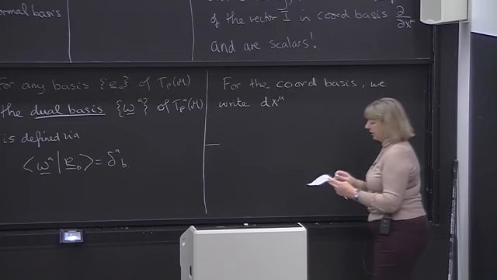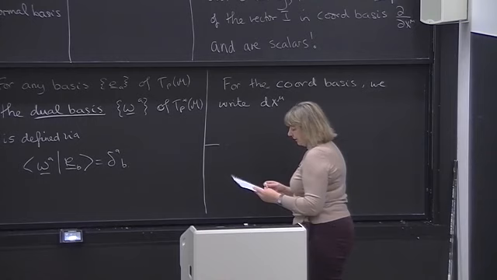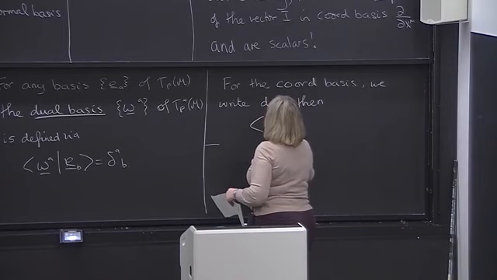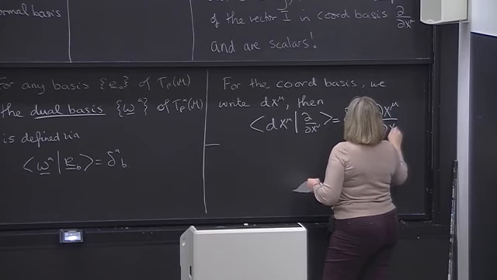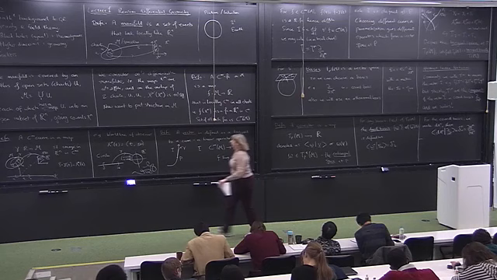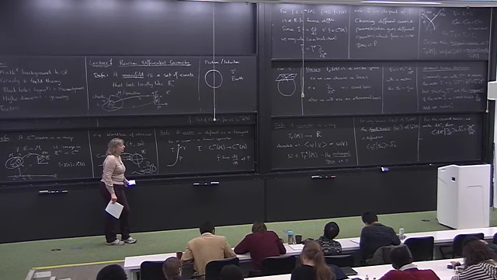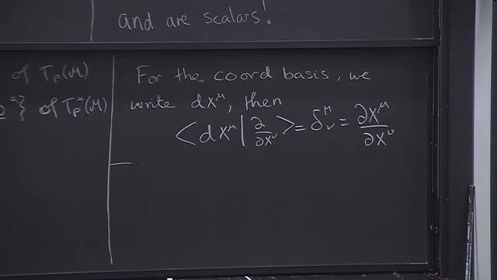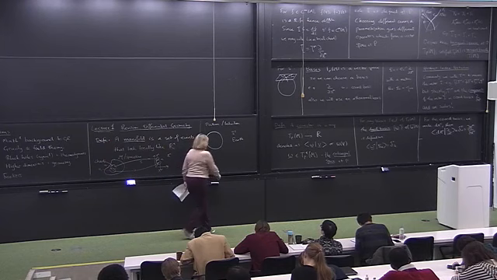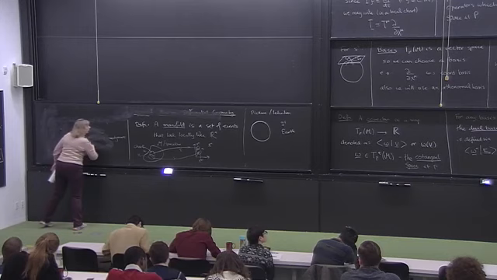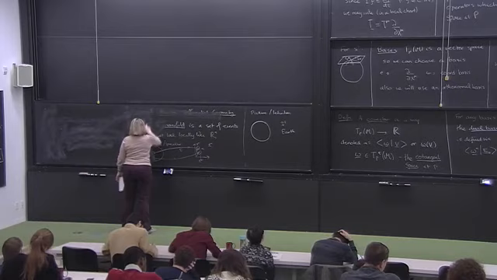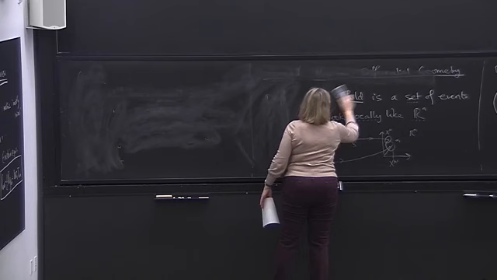So for the coordinate basis, we write dx mu, which you've seen quite a lot of, presumably, with the metric. And then this would mean that dx mu acting on d by dx nu is delta mu nu, which is dx mu by dx nu. This is actually an example of this d, although I've written it as dx mu here. What we're going to see in the next lecture is that this d is actually something that has some geometrical significance. Here we're just using it to label the coordinate basis of the cotangent space. But I'm just flagging it up as a this will come back to haunt us type of thing.